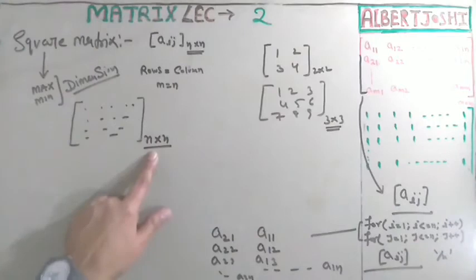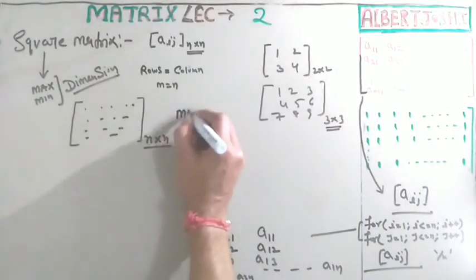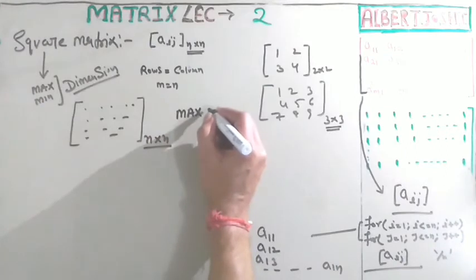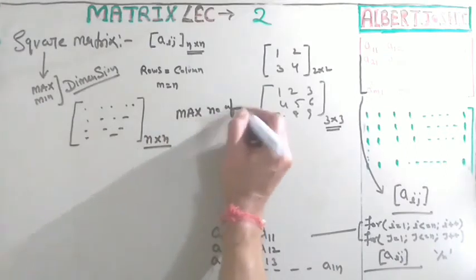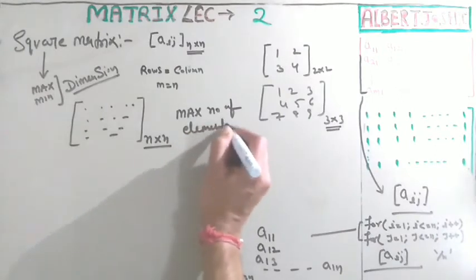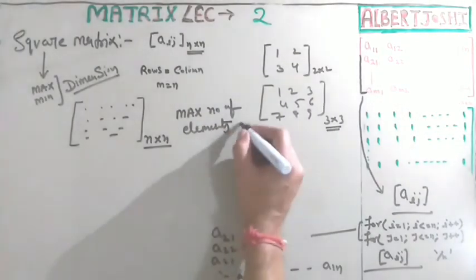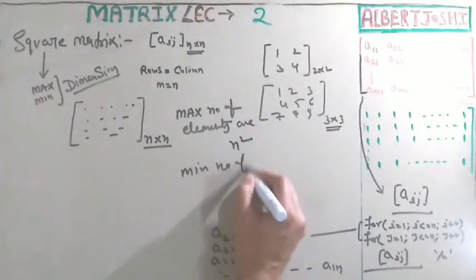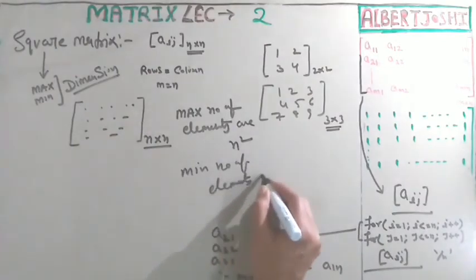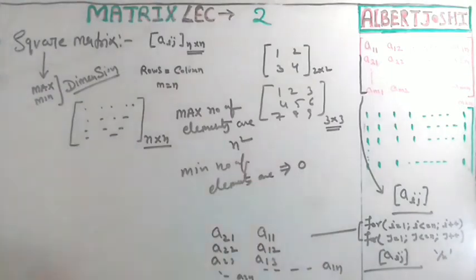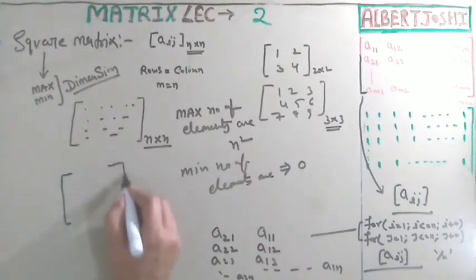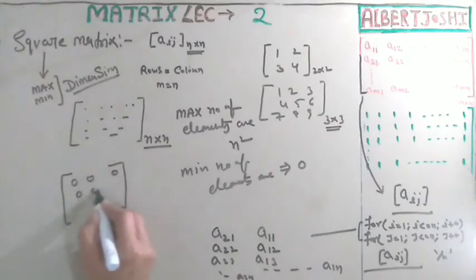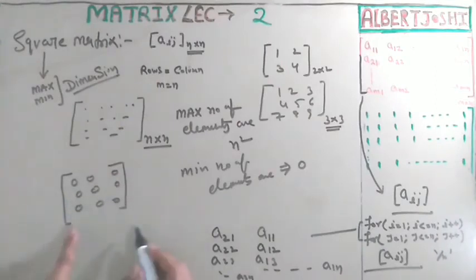So the maximum number of elements that can be placed in a square matrix is n square, and the minimum number of elements is equal to 0. How? You have also seen the null matrix: if all elements are 0, then you say that this is the null matrix. You can see that here I have placed only 0, 0, 0, everywhere we have placed 0.